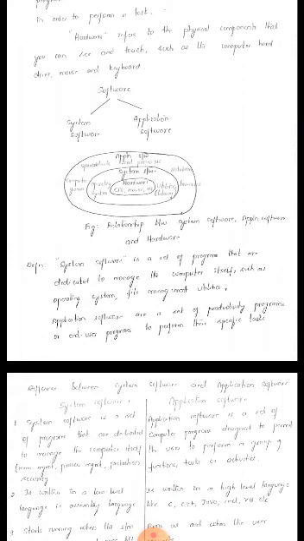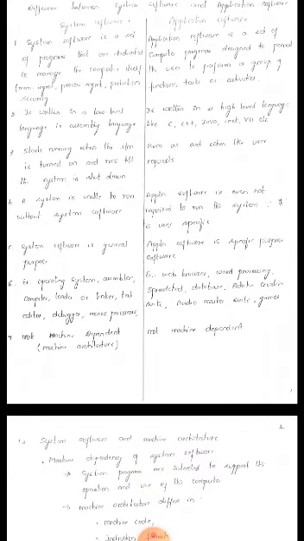But the application software is not general purpose, it is user specific. When I want it, I'll use it, otherwise I'll close the window. So those are the main differences between the system software and the application software. Here you have some 6 differences between the system software and application software.